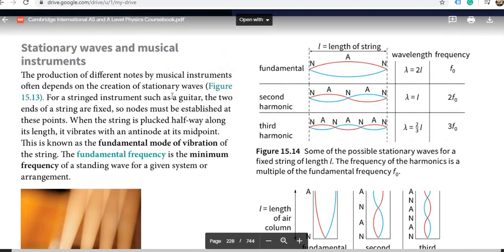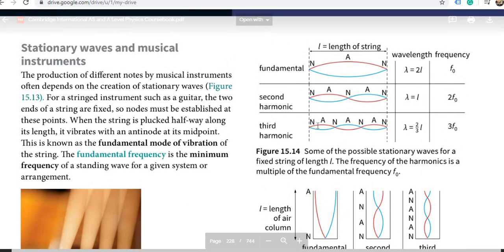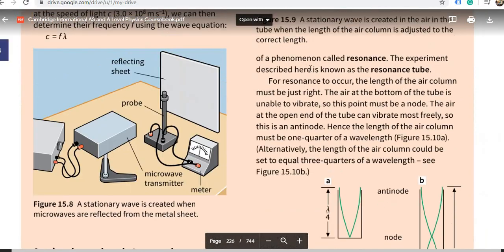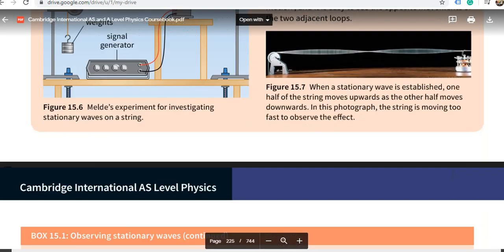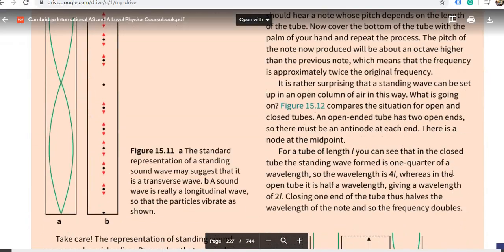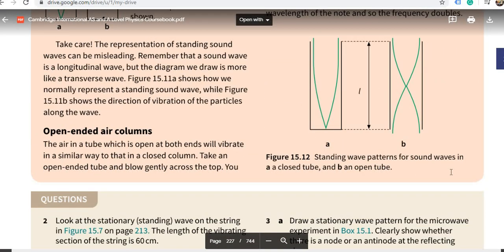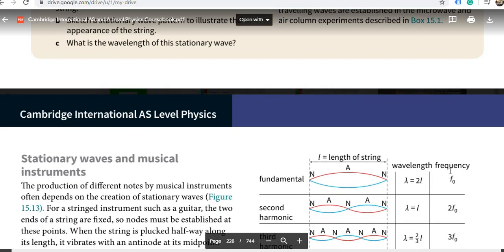Okay. Then stationary waves and musical instruments. Now again this is very easy. Remember at the closed end, now what we saw before, both ends were fixed. This end is fixed, this end is fixed. So that means if it's fixed, it can't move up and down. It's a closed end. So at the closed end, we will always have a node. Similarly, if it's a musical instrument, the string is attached at the two ends. So you will have a node.